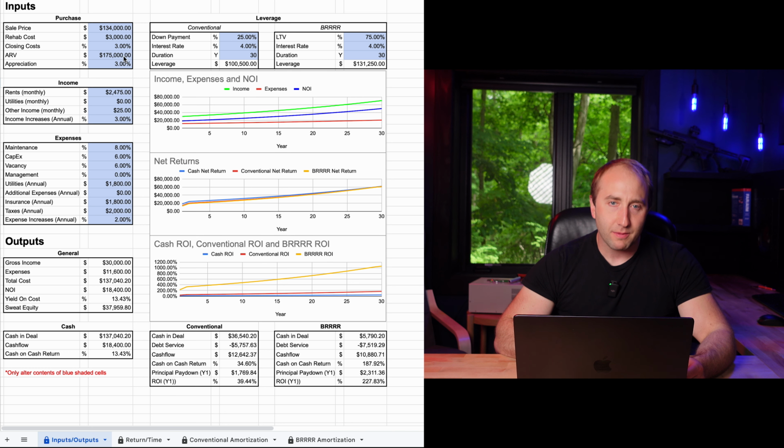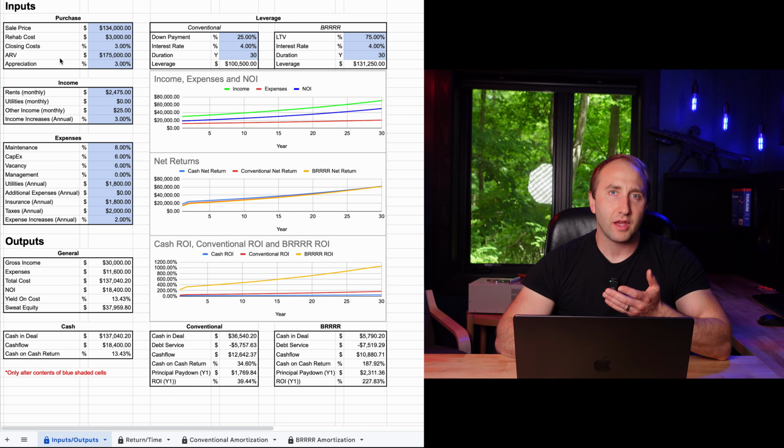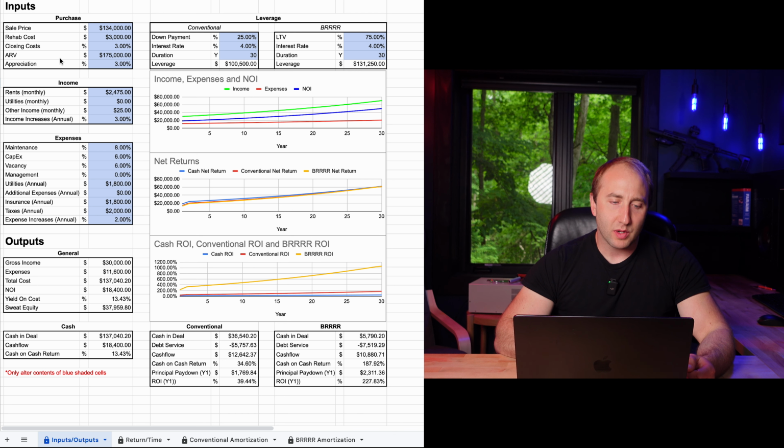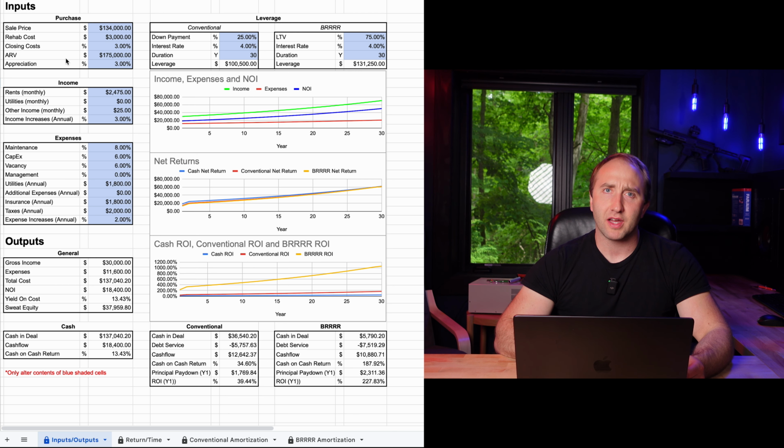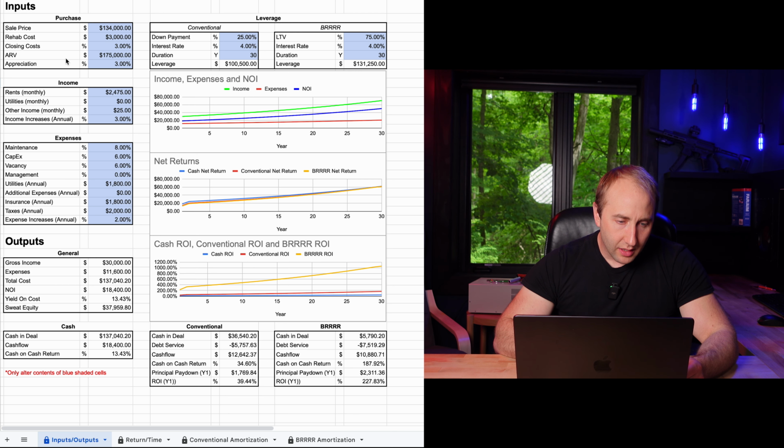ARV, that's an acronym that stands for After Repair Value. That's what it's worth once you buy it and fix it up. This one I didn't do a lot of fix up necessarily, but for ARV, I just plugged in the present day market value, which I believe is in the neighborhood of $175,000.